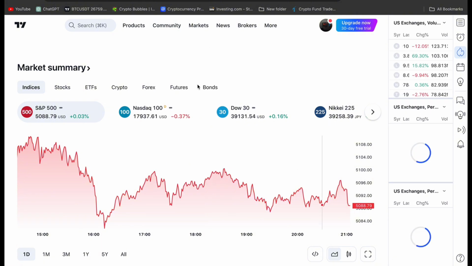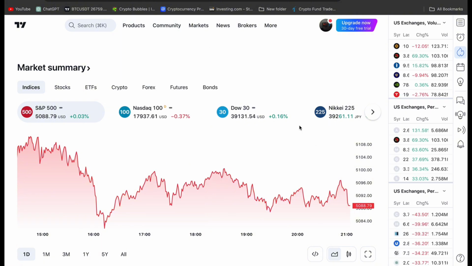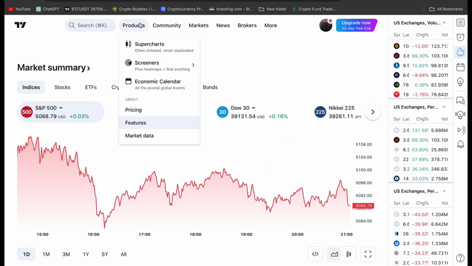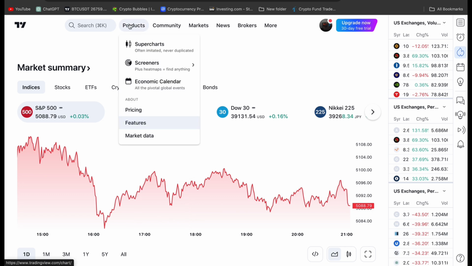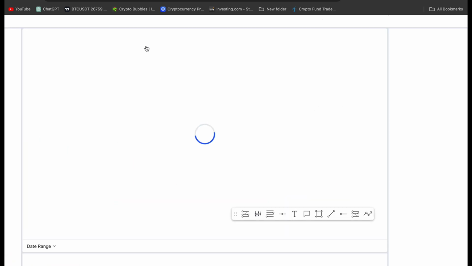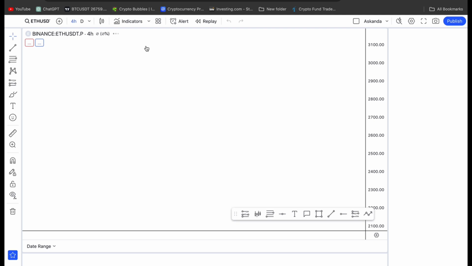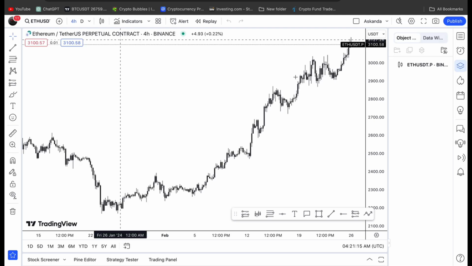So we'll go to the TradingView section. When we are on TradingView, what we are going to do is called technical analysis. You click on the TradingView website. If you visit your TradingView website, this is what you are going to see. Just click on the product section, then click on Super Chart. Once I click on Super Chart, I'm going to select the coin that I'm interested in trading.